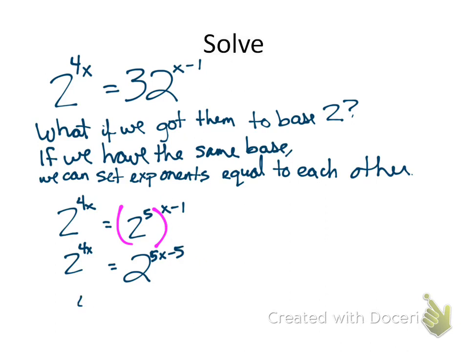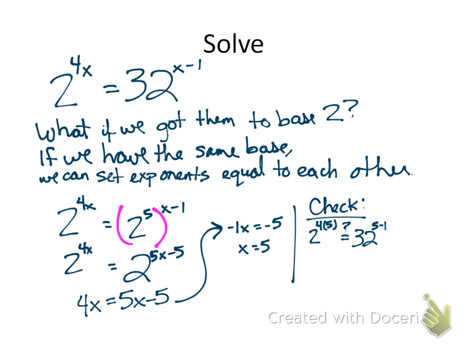Now we can drop the bases and zoom in on those exponents, and it's like a regular problem. Can you solve the rest of that? Subtract 5x on both sides, divide by -5, and we always have to check our answer.